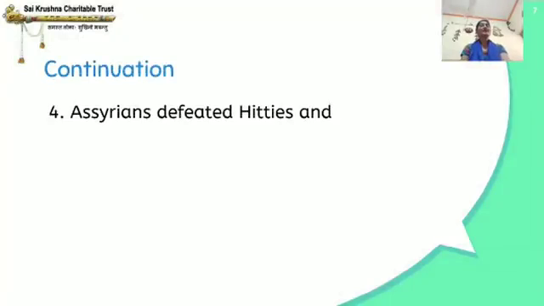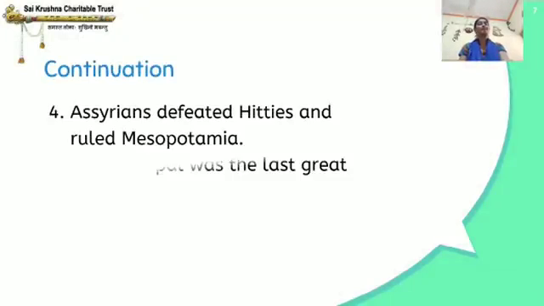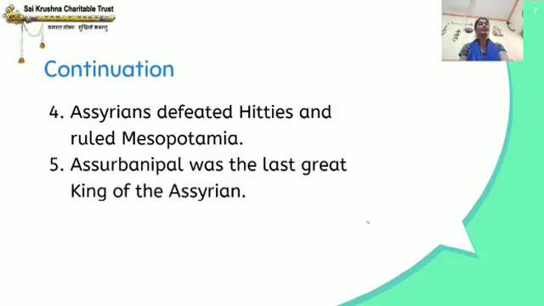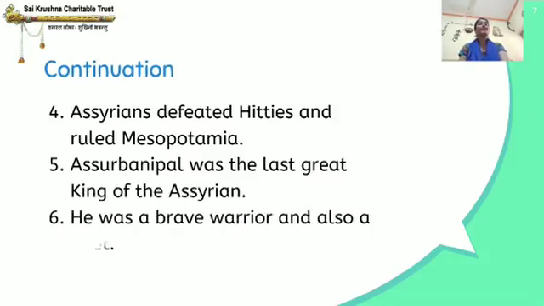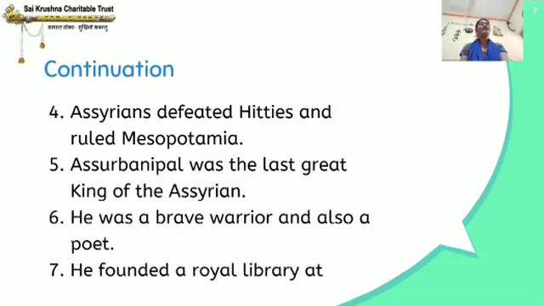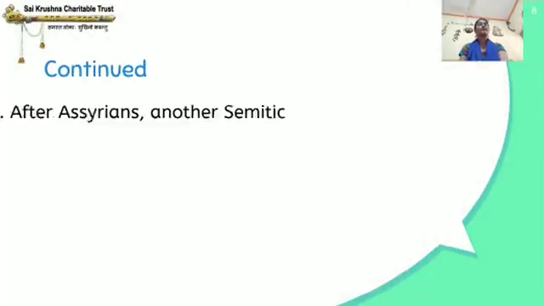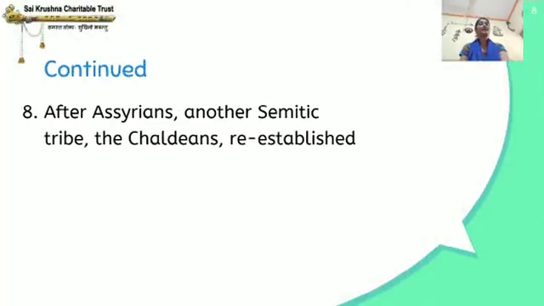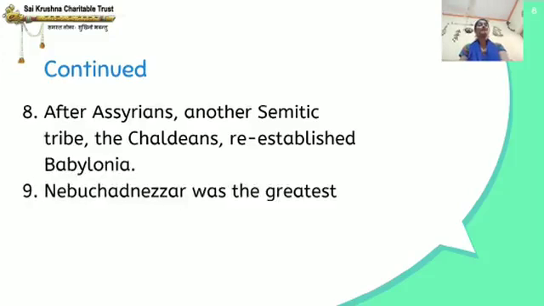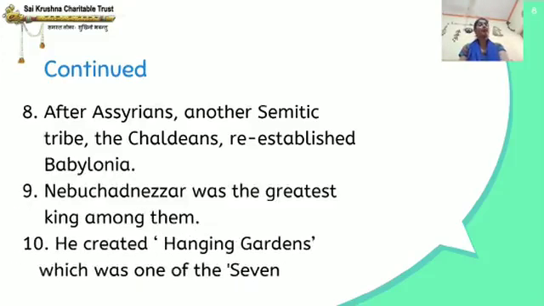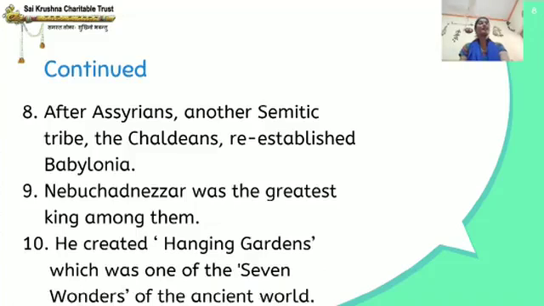And Assyrians defeated Hittites and ruled Mesopotamia. Then Asurbanipal was the last great king of the Assyrians. He was a brave warrior and also a poet, and he founded a royal library at Nineveh. After Assyrians, another Semitic tribe, the Chaldeans, re-established Babylonia. And Nebuchadnezzar was the greatest king among them. And he created hanging gardens, which was one of the seven wonders of the ancient world.